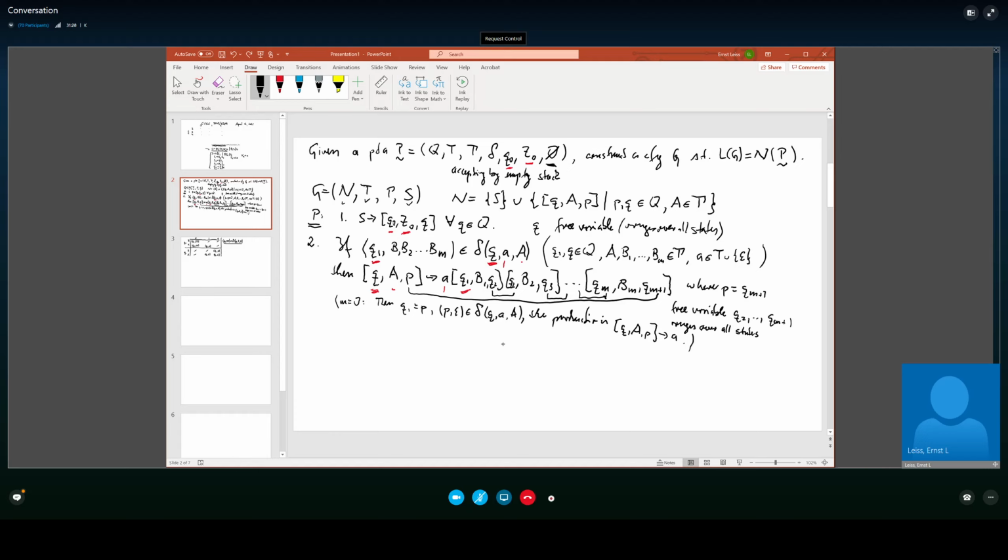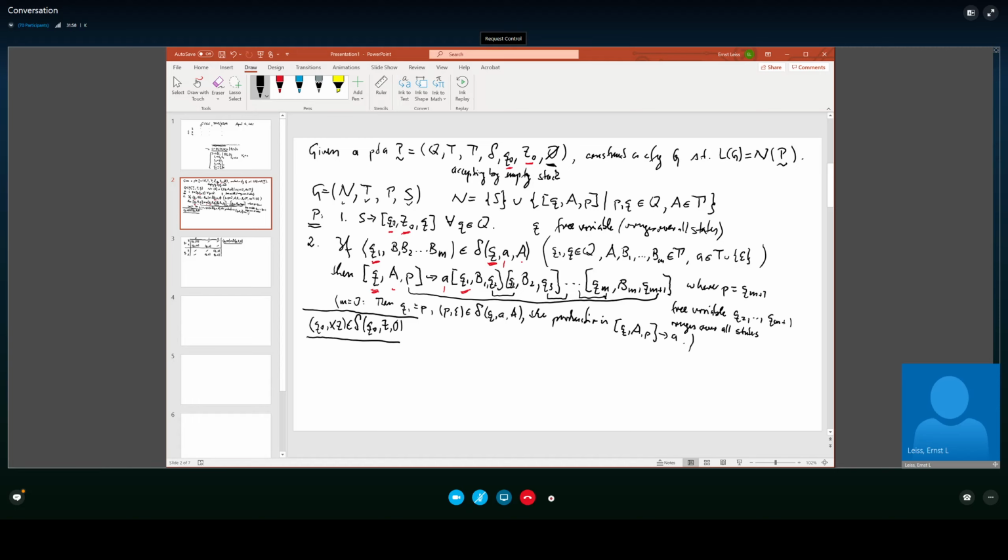This is Q0 and X, Z is in delta of Q0, Z, and 0. So this is what I'm going to work on.